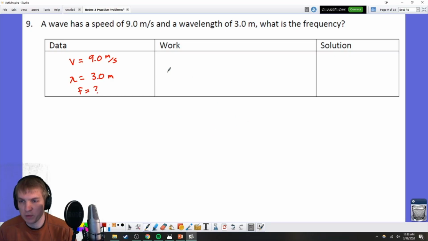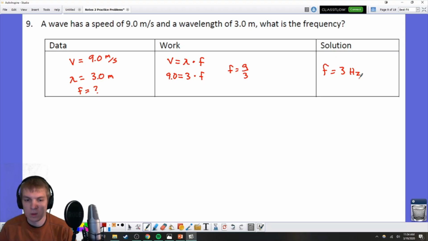But we do have an equation from our notes 2, part 2, which said that the speed of a wave is equal to the wavelength times the frequency. So we have two of those numbers, so let's go ahead and plug those in. We have 9.0 for the speed, and that is equal to my wavelength of 3 times my frequency. So if I rework this equation, frequency is equal to 9 divided by 3. In that case, frequency is going to be 3, and then the unit is hertz, Hz. So that's practice problem number 9.